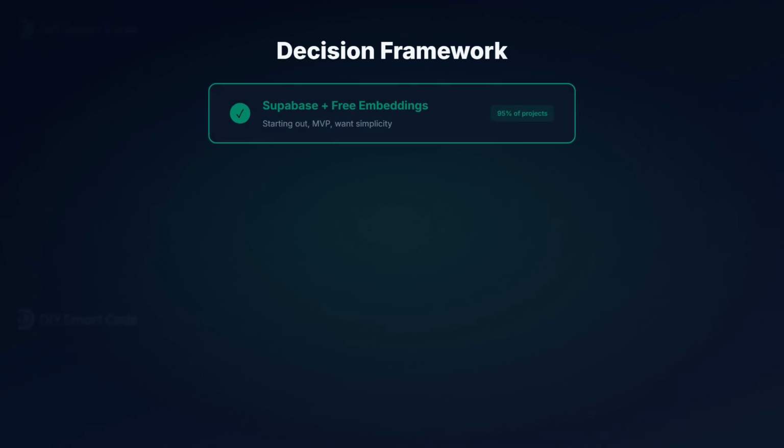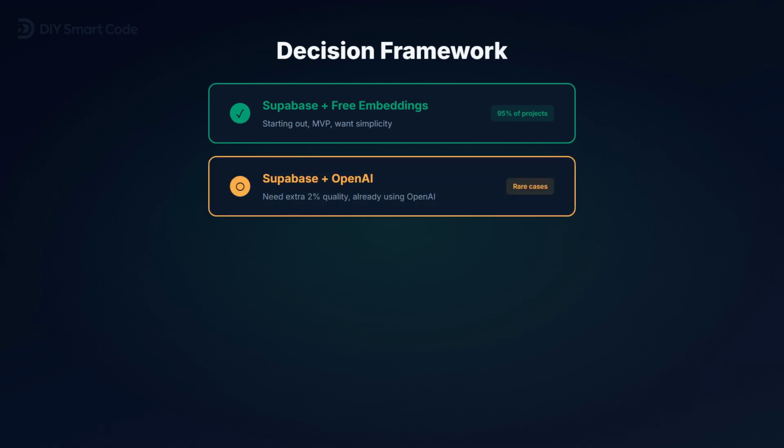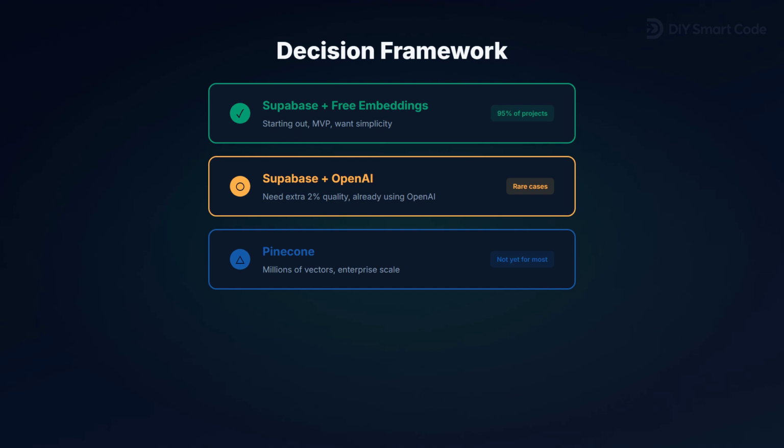Here's your quick decision framework. Use Supabase with free embeddings as your default. You're starting out, building an MVP, want simplicity, want low cost. This covers 95% of projects. Use Supabase with OpenAI embeddings if you need that extra 2% quality. Rare. Or you're already paying for OpenAI API anyway. Use Pinecone only if you have tens of millions of vectors, need sub-millisecond latency, or vector search is your core product. Your enterprise scale. For 99% of builders, not yet. Start with free. Upgrade when you actually need to.